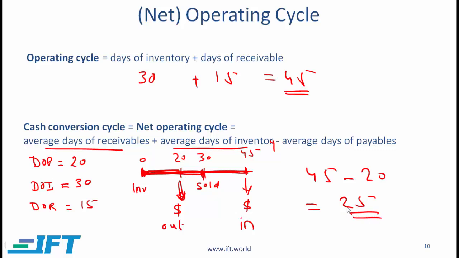If you get a question in the exam, make sure you are careful about whether or not the term net is being used. When you see net, that means you need to subtract the average days of payables. If you don't see net, then you are simply doing days of inventory plus days of receivables.